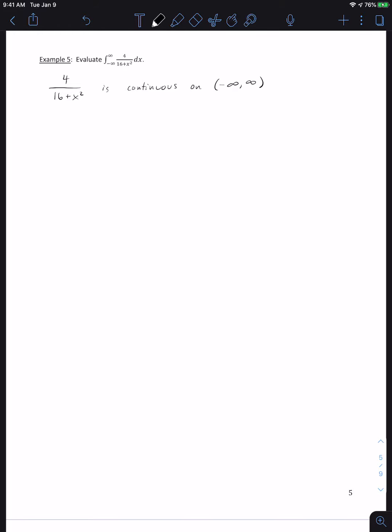So what I'm going to need to do here is pick some intermediate value, oftentimes 0 is a really good intermediate value, and break this up into two integrals and then look at the limit just like I did in the previous examples. So in other words, the integral from negative infinity to infinity of 4 over 16 plus x squared dx is equal to the integral from negative infinity to 0 of 4 over 16 plus x squared dx plus the integral from 0 to infinity of 4 over 16 plus x squared dx. And now each one of these integrals I can solve with the limits just like I did previously.